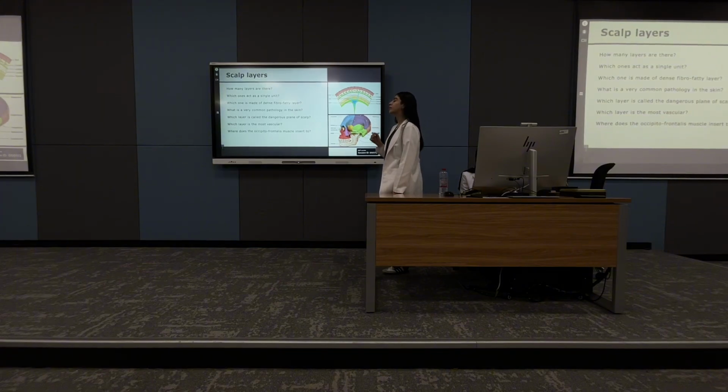Where does the occipitofrontalis muscle insert? The third one. The occipitofrontalis muscle inserts into one of the layers of the scalp, one of the upper five. The aponeurosis. It has 4 bellies, 2 at the front and 2 at the back.